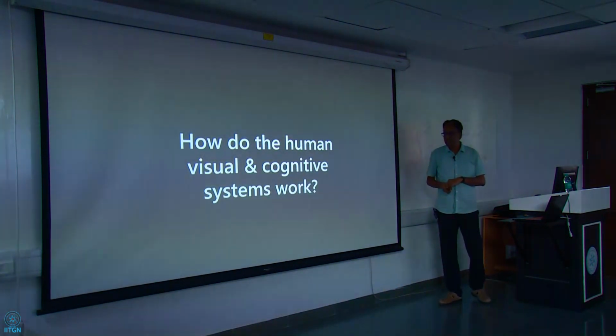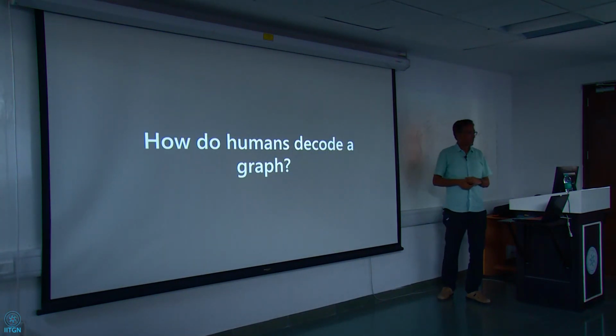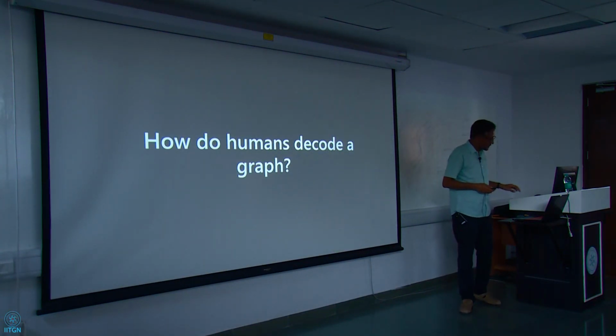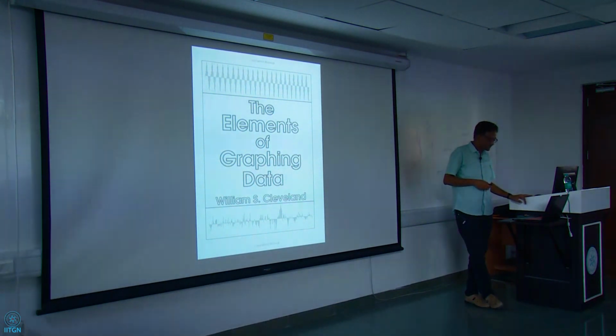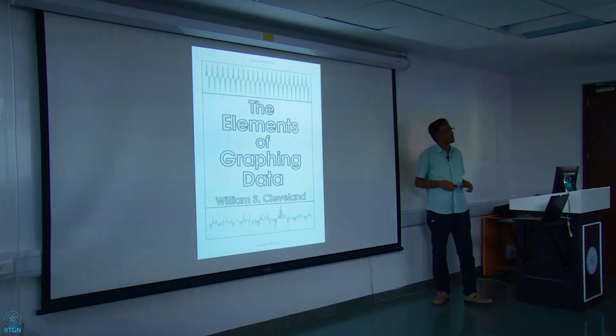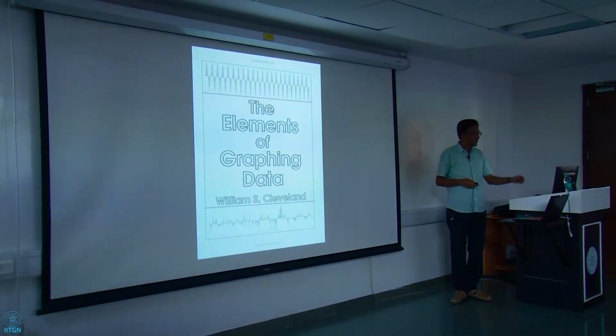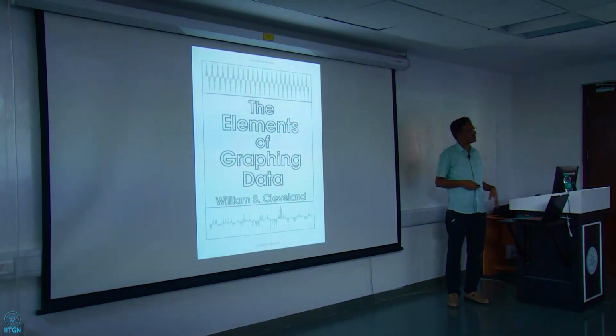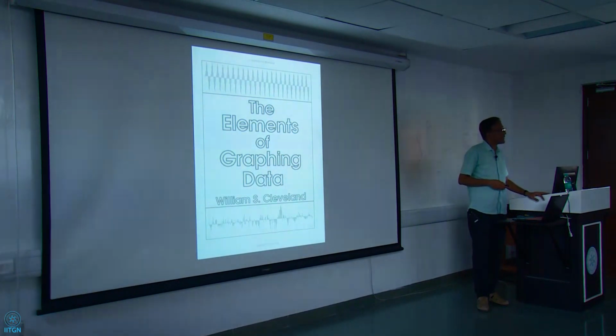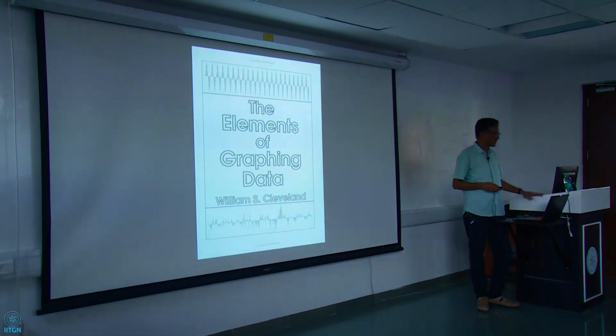So how do the human visual and cognitive systems work? Fortunately for us, there has been some very good work. This book by Bill Cleveland is one of the seminal books in the area. It summarizes the research into a coherent framework. I'm going to talk about that in the next 30 minutes or so. It's called Elements of Graphing Data. These are all classics, so I don't know whether your library has one, but if it doesn't, I think you should get one.